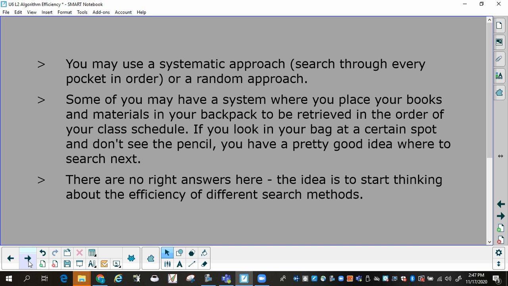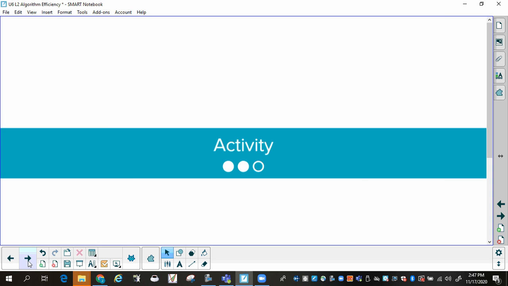Some of you may have a system where you place your books and materials in your backpack to be retrieved in the order of your class schedule. If you look in your bag at a certain spot and don't see the pencil, you have a pretty good idea where to search next. There are no right answers here. The idea is to start thinking about the efficiency of different search methods.